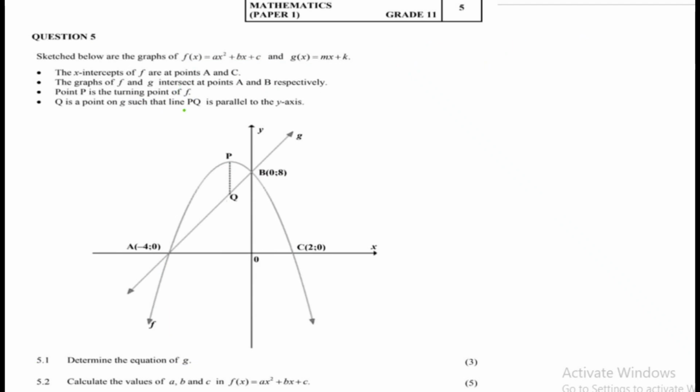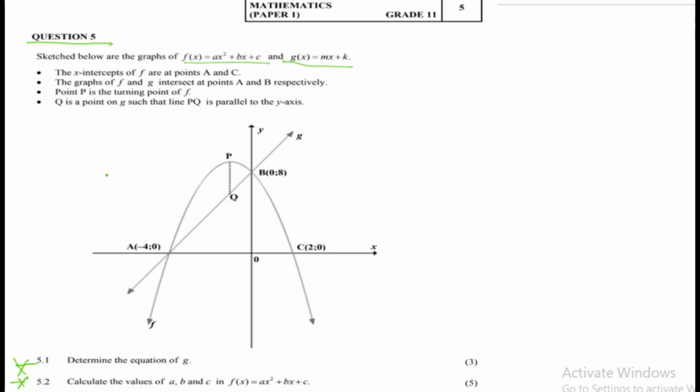All right, guys. We are having question 5 here. We're going to answer only 5.1 and 5.2. Now it says the sketch below are the graphs of f of x, which is equal to ax squared plus bx plus c, and g of x, which is equal to mx plus k.